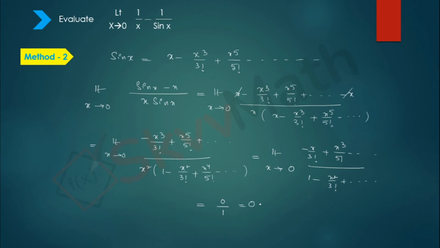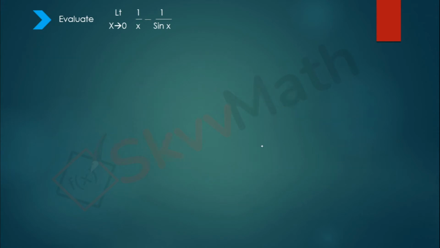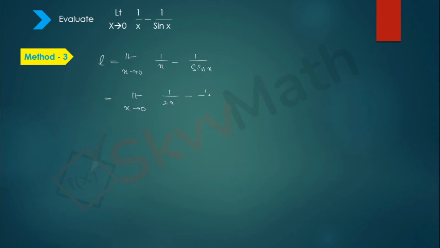What we used here, series expansion of sin x. The third method of the problem is, method number 3. Limit x tends to 0, 1 by x minus 1 by sin x. Let us suppose this limit is L. Now what I do here, I'll replace x by 2x. If I replace x by 2x, it will become 2x tends to 0. Limit 2x tends to 0 or x tends to 0 will be same. So I write here 1 by 2x minus 1 by sin 2x.